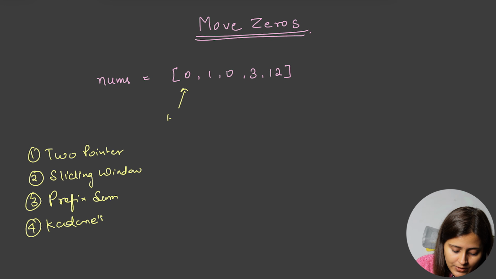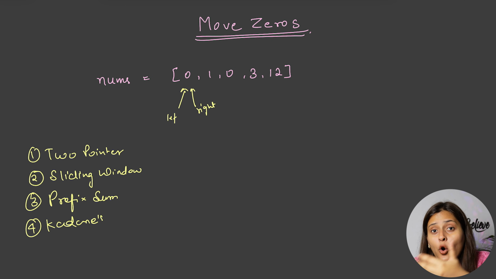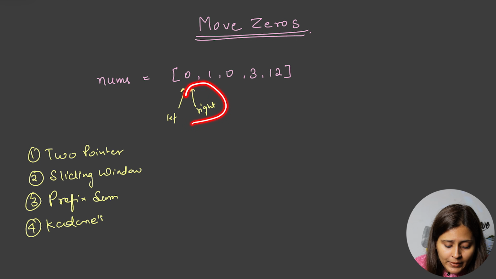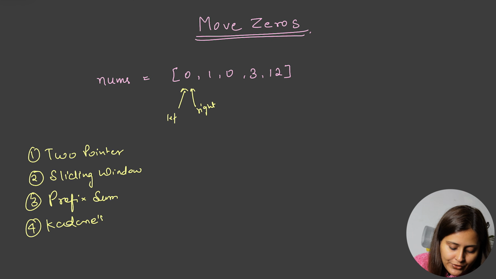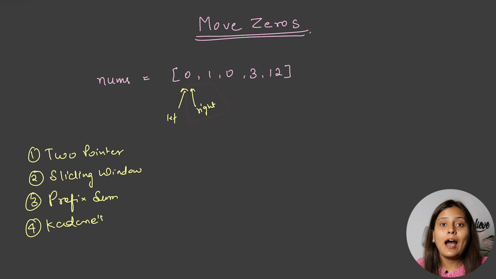Suppose the very first will be left and this will be right. Left will take care of all the non-zero values towards itself, and the right pointer will just be moving forward and checking, hey, are you 0 or are you non-zero? Simple, correct? So at the very first, right will ask, hey, are you 0 or non-zero? It will say, hey, I am 0. If it is 0, no need to swap.